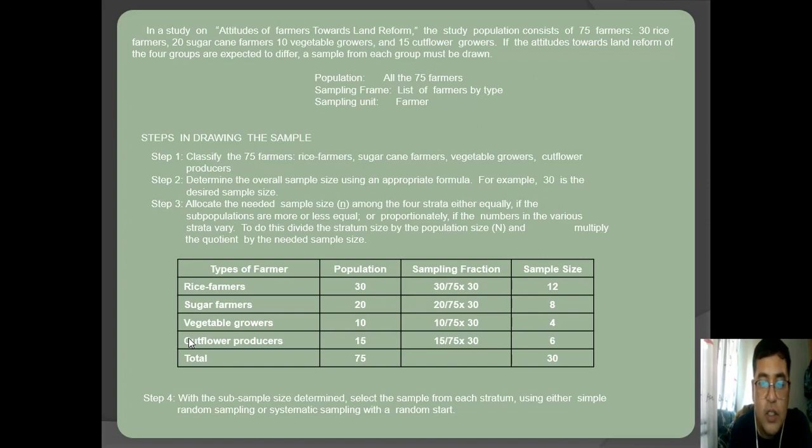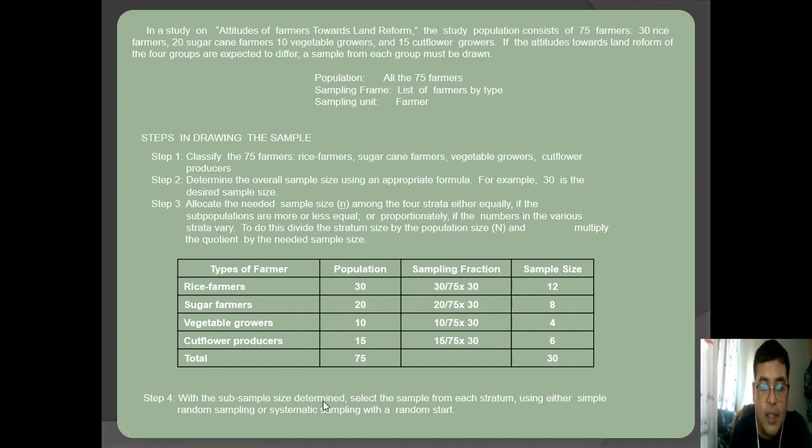So, if you're going to look at the sample size now, na kinuha natin, so take note of the sample fraction. So, 12. So, total sample is 30. Okay? So, yan ang kukunin natin: 12 sa rice farmers, 8 sa sugar farmers, 4 sa vegetable growers, and 6 sa cut flower producers.